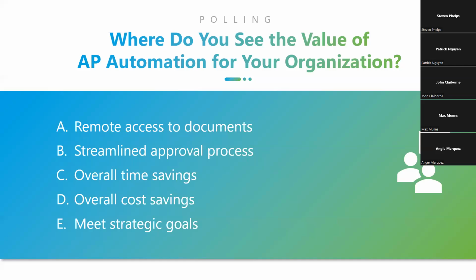All right, good results. It looks like the number one answer, from 58% of you folks, was overall time savings, which is huge. Streamlining the approval process is also there at 17%. Remote access to documents, so it looks like some of you folks have a need and have a hybrid workforce, or maybe people still working fully remote. 8% said meet strategic goals. So definitely we can help you with that.